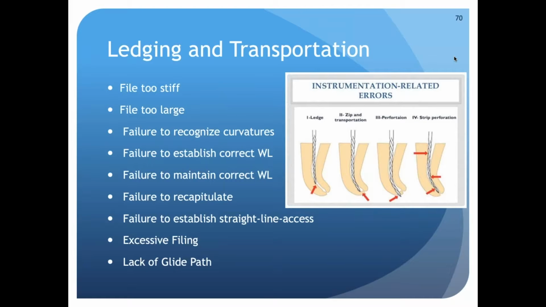So what are some of the things that can cause ledging and transportation? So if your file is too stiff, too large, if you don't recognize that there's curvatures, some really important ones. So failure to establish your working length correctly, and you're going to be short, or failure to maintain that correct working length. Failure to recapitulate. So what does that mean? You know, really between each rotary file, you should be taking a clean K file, maybe like a 15 or a 10, and going down and make sure you have your glide path, remove any blockages that you may have formed, and then go with your next file. Overfiling, and then just not having a glide path at all.